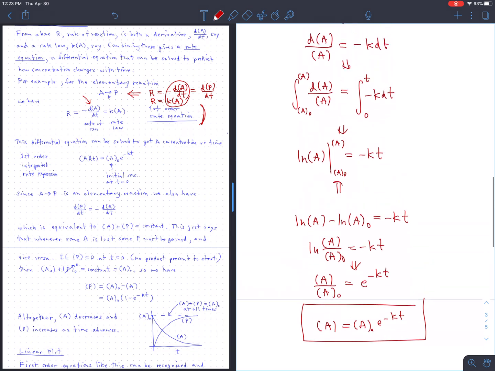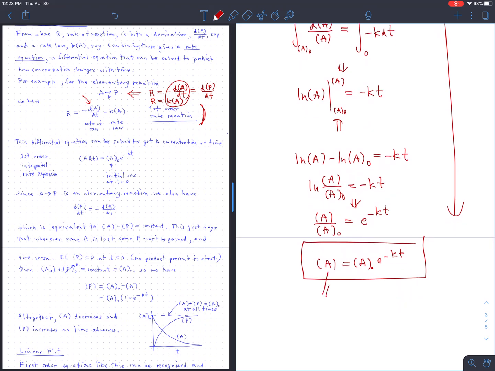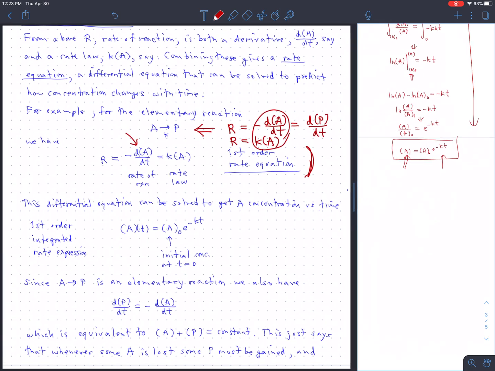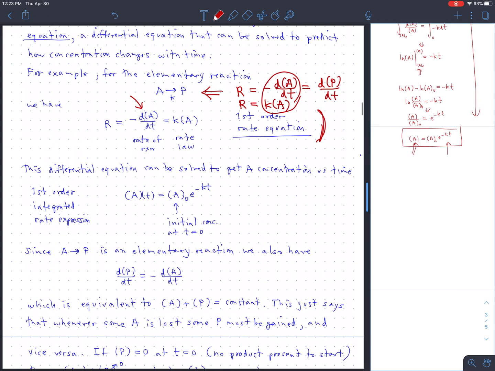That's one simple example of solving a rate equation, a differential equation, in order to get A, the concentration, as a function of time. Now let's look at what that means. And for that, we don't need that page so much. So here's our integrated rate equation.